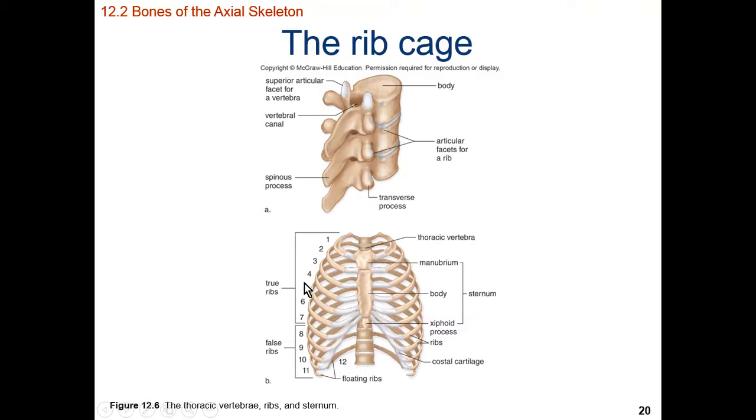We have our 7 true ribs that all directly, with some hyaline cartilage intermediates, go to the sternum. False ribs have hyaline cartilage that connect to more hyaline cartilage. And our last 2 false ribs don't have any hyaline cartilage on them at all. Those are known as the floating ribs.